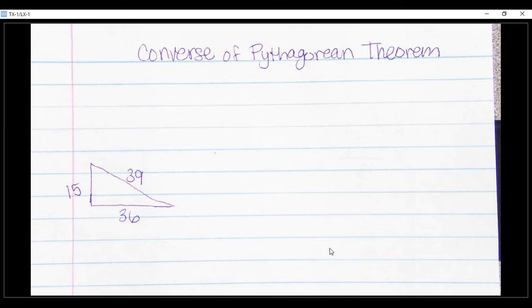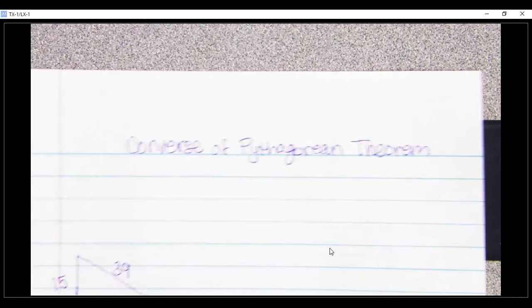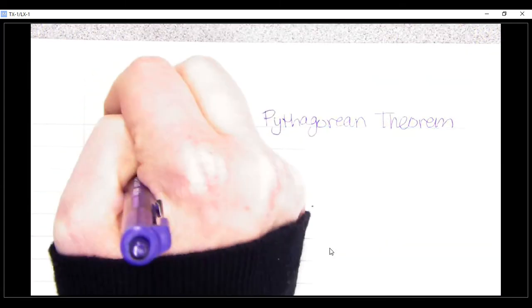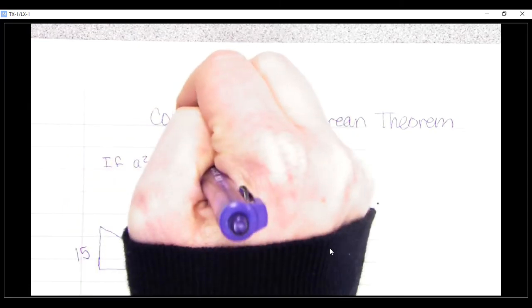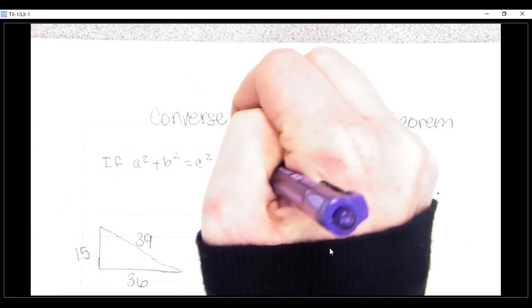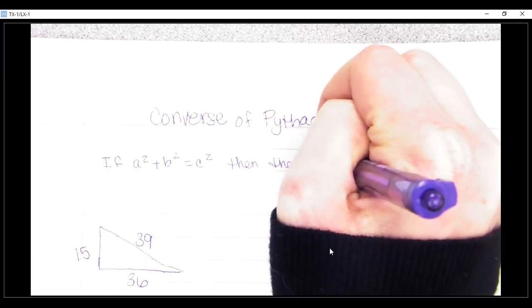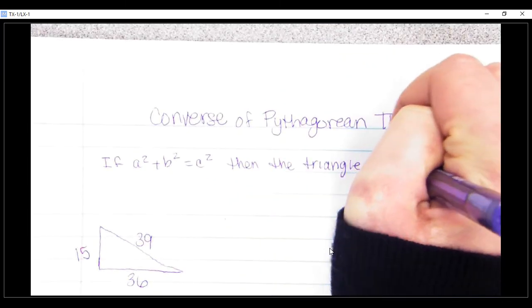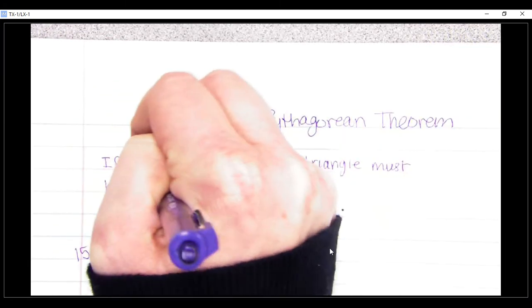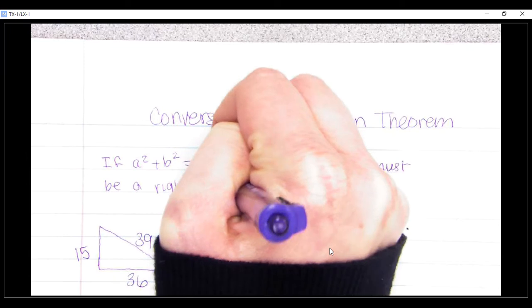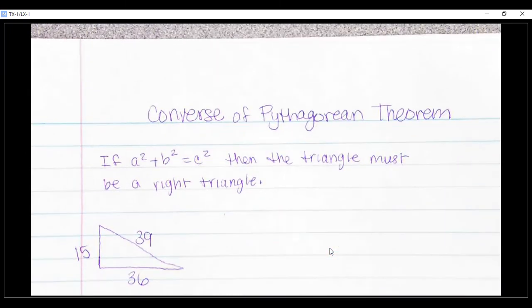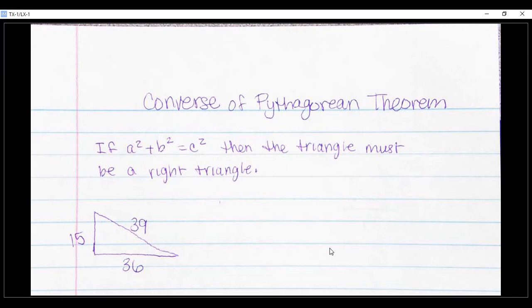So the converse of the Pythagorean theorem is, if a squared plus b squared equals c squared, then the triangle must be a right triangle. So that's really important to know. If a squared plus b squared, so if the two legs squared equals the hypotenuse squared, it has to be a right triangle. There's no other way around it.